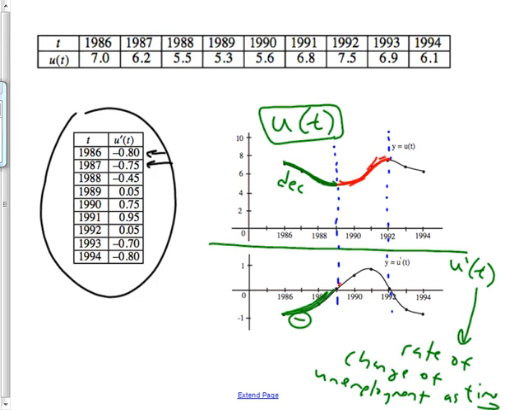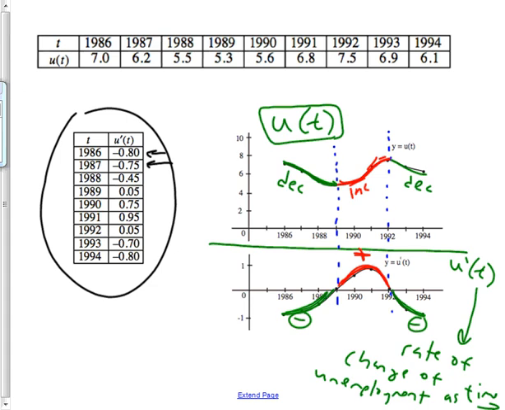when my unemployment is increasing in red, these all have positive slopes. So it makes sense that my derivative is positive. So the rate of change is positive, or the slope of the tangent line is positive when my function is increasing. And when I go back to decreasing again, my slopes go back to being negative.